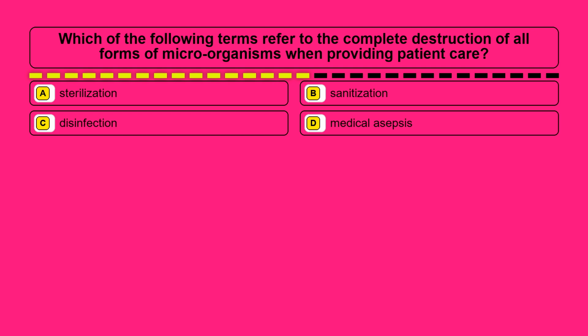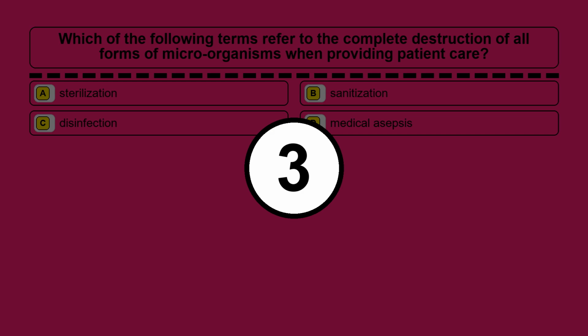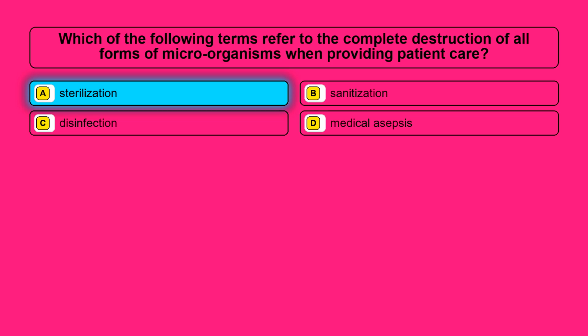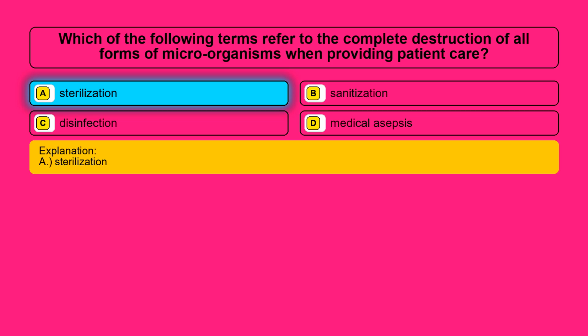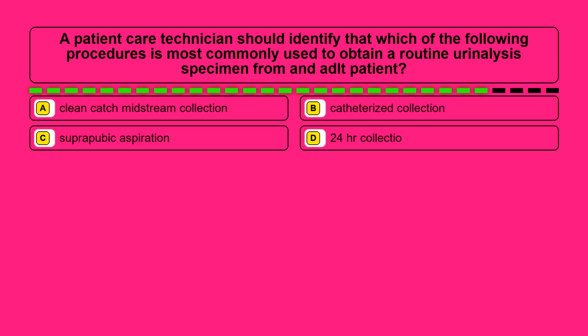Question 36. Which of the following terms refers to the complete destruction of all forms of microorganisms when providing patient care? Option A, sterilization. Option B, sanitization. Option C, disinfection. Option D, medical asepsis. The correct answer is option A, sterilization.